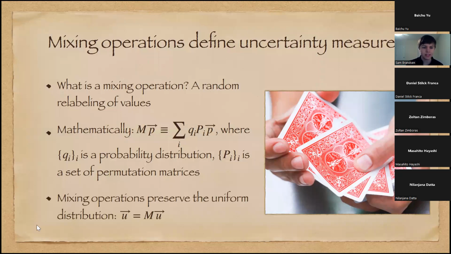The mixing operations are going to preserve the uniform distribution. If you have the uniform distribution and you permute it, you're going to get the uniform distribution back. Intuitively, one way to understand this is that the uniform distribution is the most uncertain state.